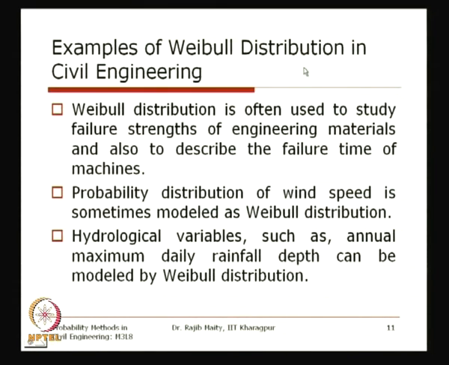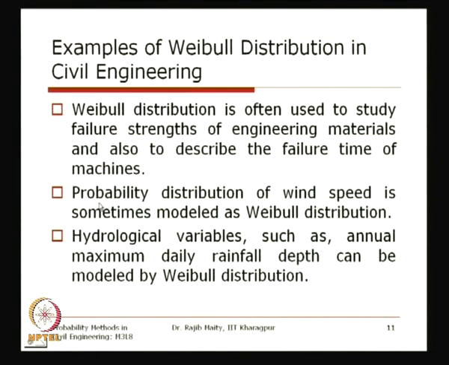These are examples of the Weibull distribution in civil engineering. As we discussed, the Weibull distribution is often used to study the failure strength of engineering materials and also to describe the failure time of a machine. If I assume the failure rate to be constant, then it can be an exponential distribution, that means a Weibull distribution with parameter beta equals 1. It depends on what kind of problem is at hand; based on that, the beta parameter may change.